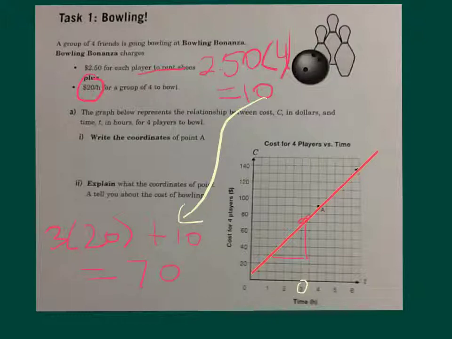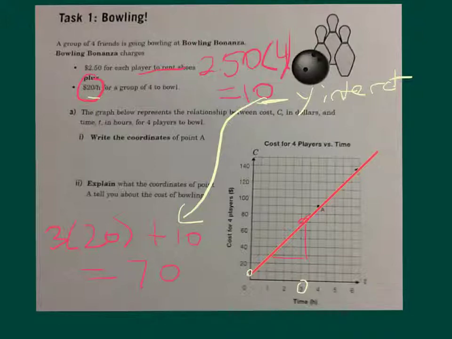Also, I know that if I have no hours whatsoever, I'm paying the $10, so that's this point on the line. So again, I know that it's a straight line because it has a constant rate of change, and I even know the starting value, the y-intercept, is $10.